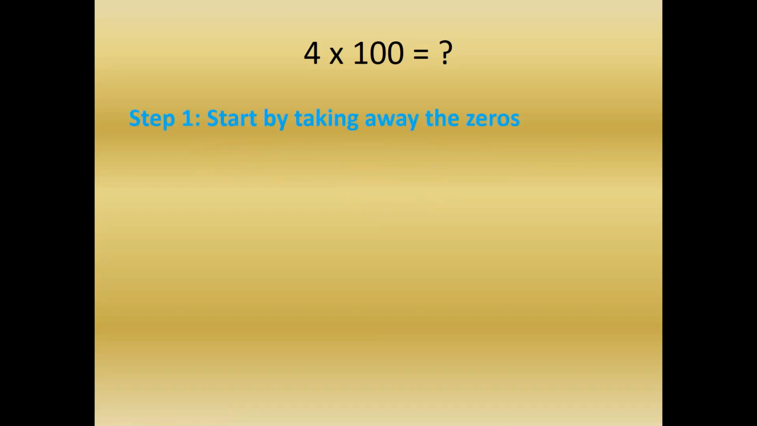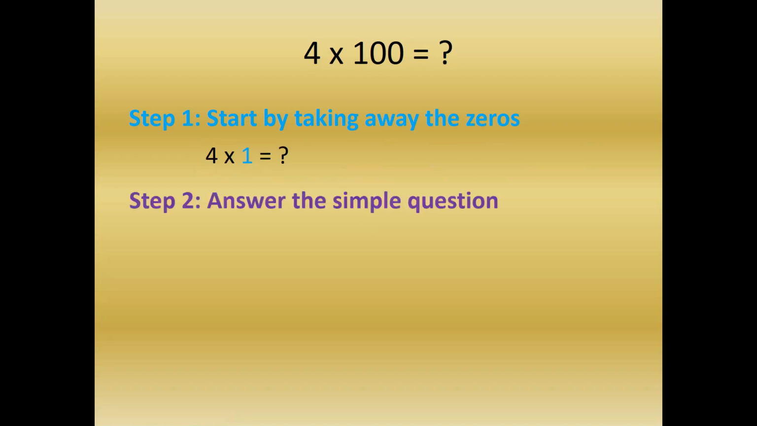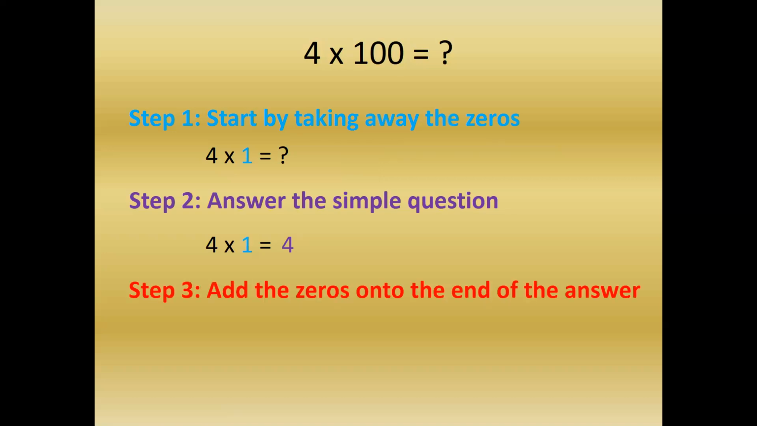So step number 1 is start by taking away the zeros. So how many zeros are there in 100? There's 2, so we're going to take both of them away. So the question becomes 4 times 1. So step number 2 is answer the simple question. So our simple question is 4 times 1. So what does 4 times 1 equal? 4, that's right.